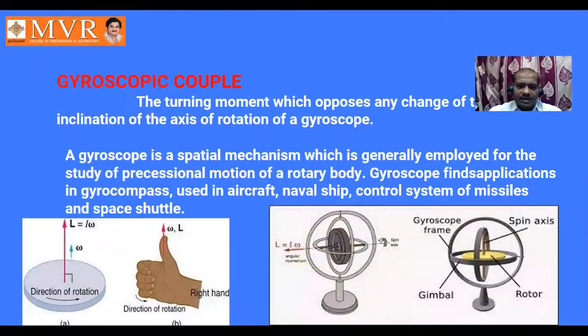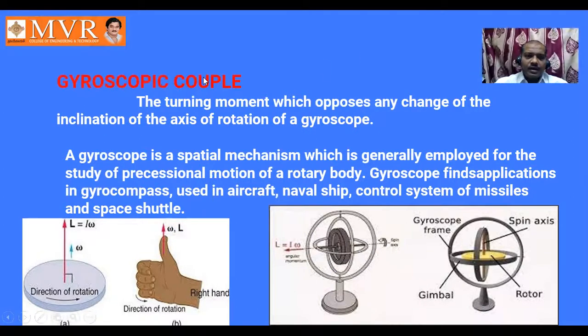Already I told what a gyroscope couple is in the previous session. Still, for a glance: the turning moment which opposes any change of the inclination of the axis of rotation of a gyroscope is called a gyroscope couple. That means a turning moment which opposes the change of its inclination acting on a system is called a gyroscope couple, based upon the rotation of a gyroscope.